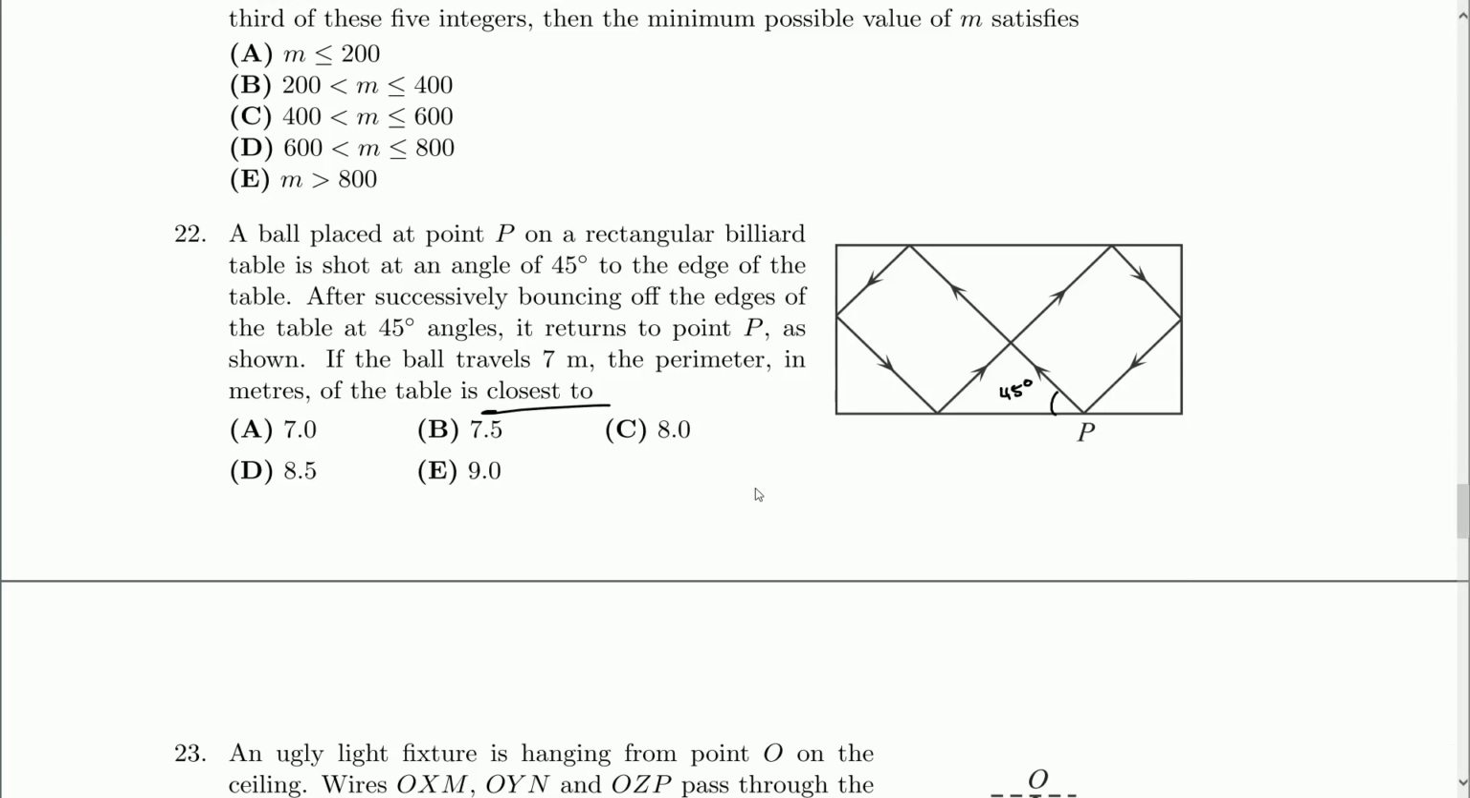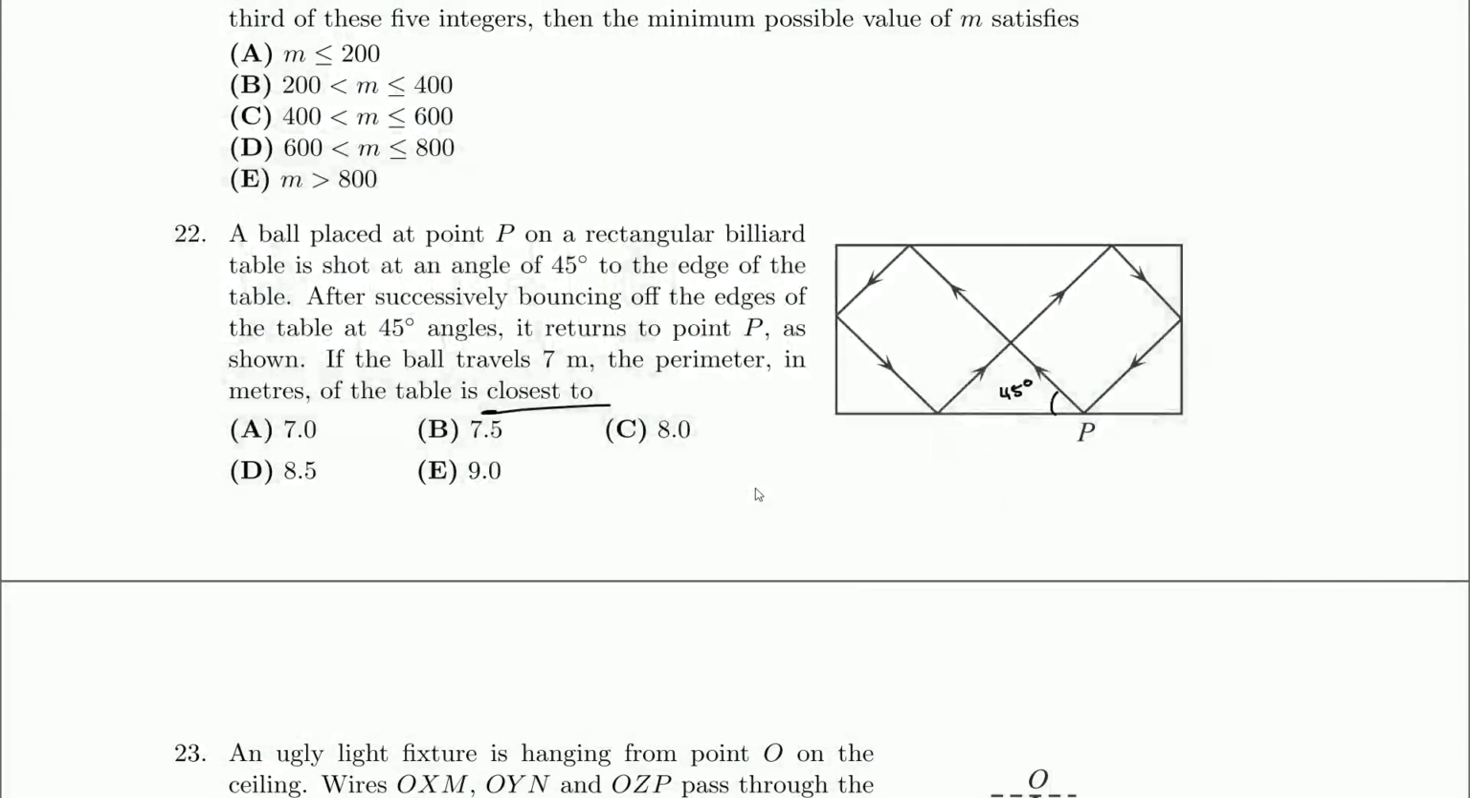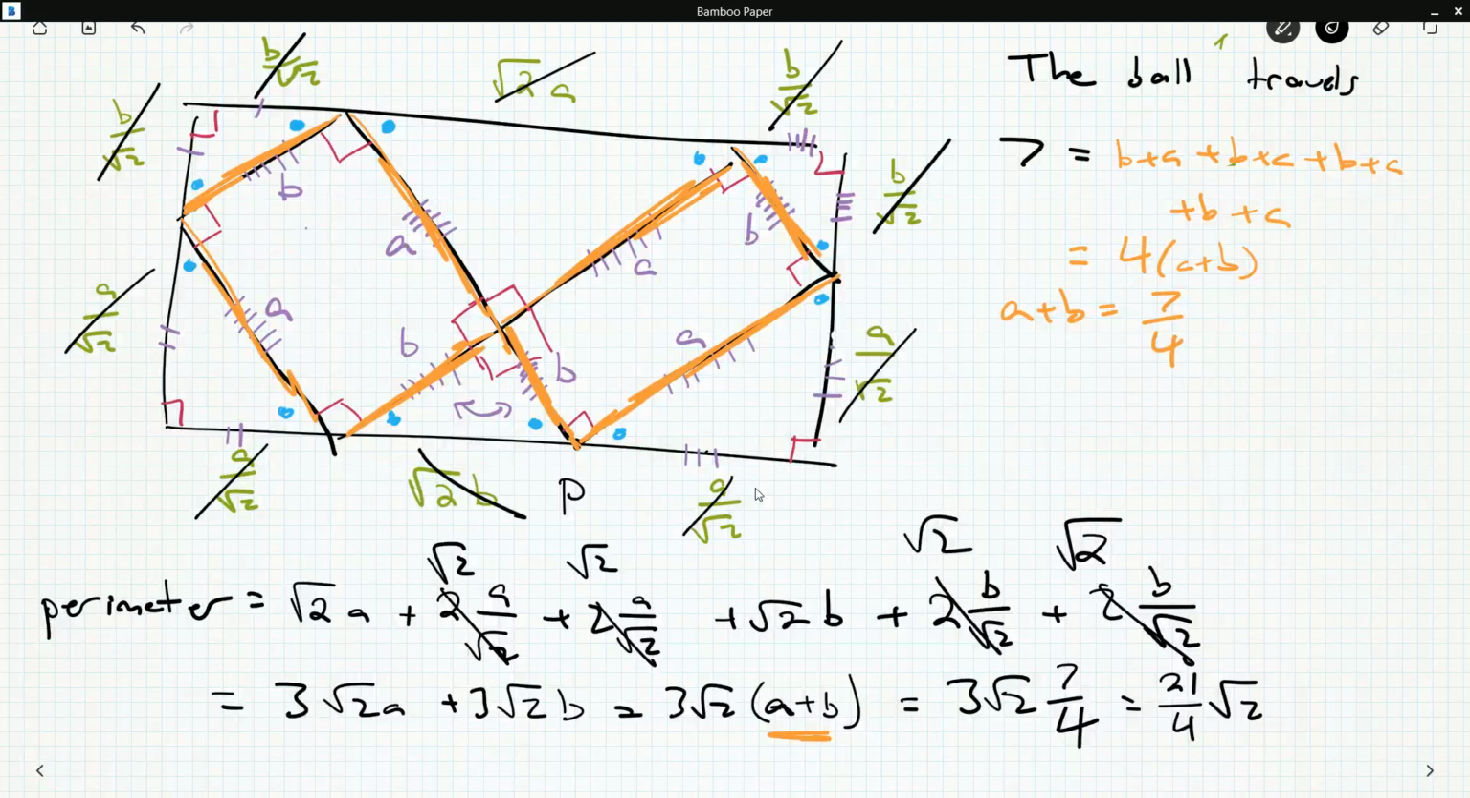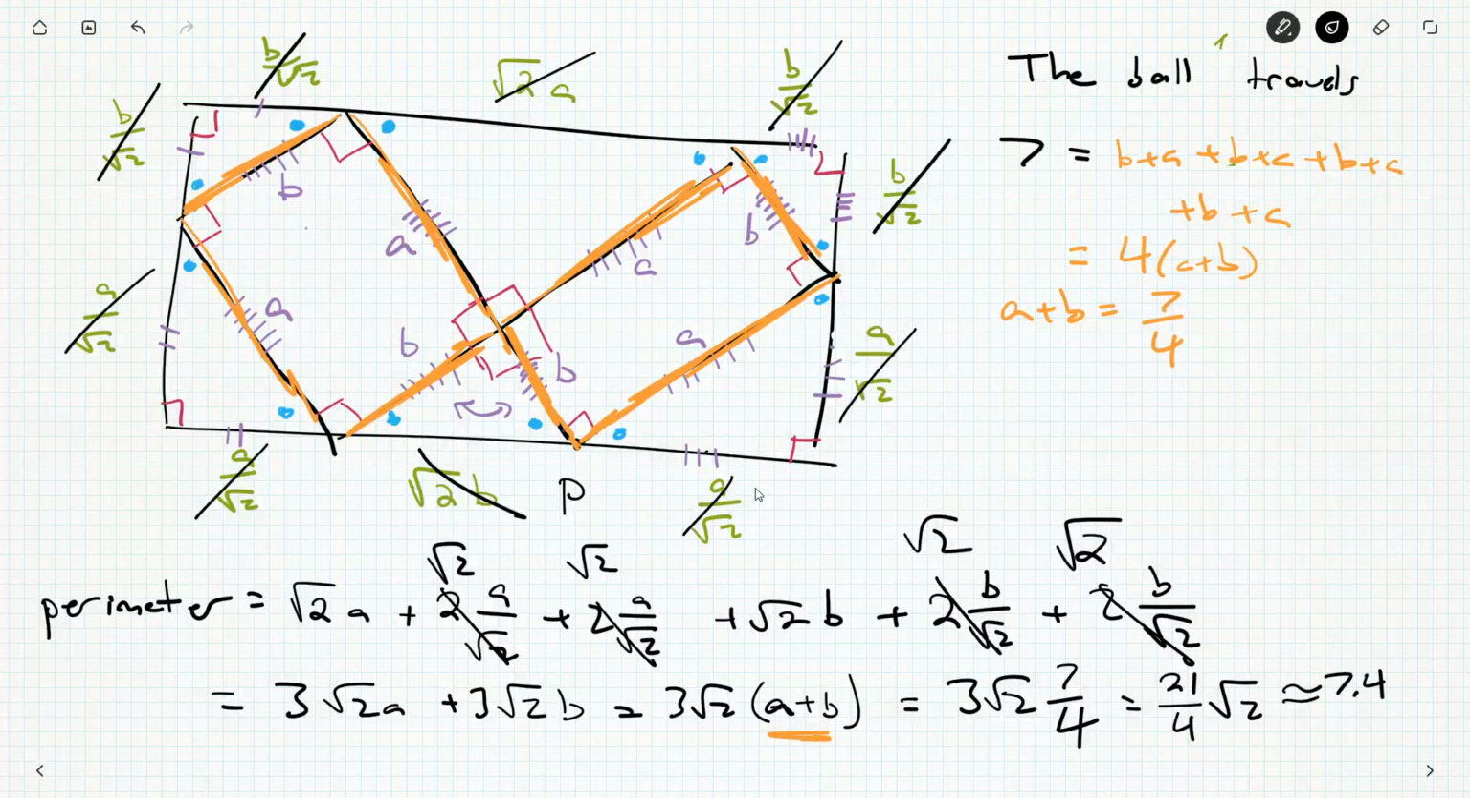That's where we grab our calculator. We had 21 divided by 4, and we're going to multiply that by root 2. I get approximately 7.4246. Now the question's asking me closest to. Well, the 7.4 tells me it's going to have to be B, 7.5. So our answer will be B, closest to 7.5.